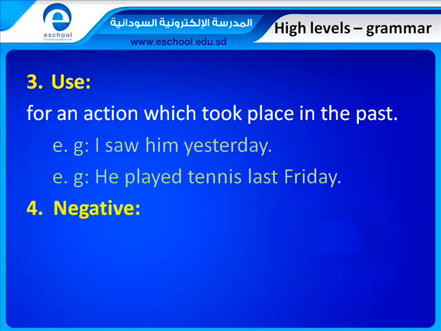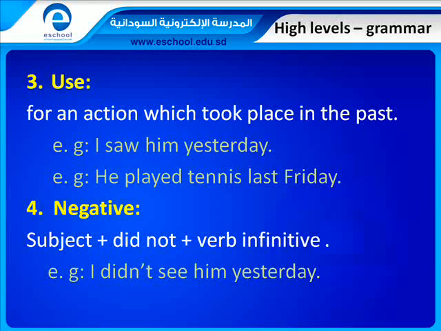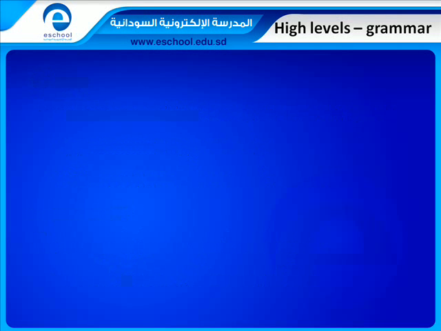For the negative of the past simple, we use the subject, as we said, noun or pronoun, plus did not, plus verb infinitive. Remember, the verb comes in the infinitive. Our example: I didn't see him yesterday. Didn't is the shortcut of did not. We can write it did not or didn't.